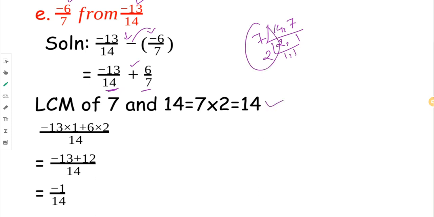Alright, so I've written here 14. My first numerator is how much? Minus 13, so I've written. Then 14, how many times are 14? 14 ones are 14. My next numerator is 6, right? So I've written 7, how many times are 14? 7 2s are 14. If we're done with that, we just have to multiply. Minus 13 into 1, minus 13. Then 6 2s are 12. Alright, you can see that minus is bigger, right? Minus 13 plus 1, my answer will be minus 1 by 14.